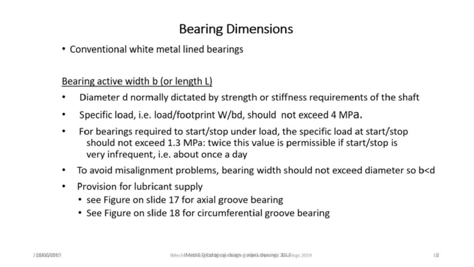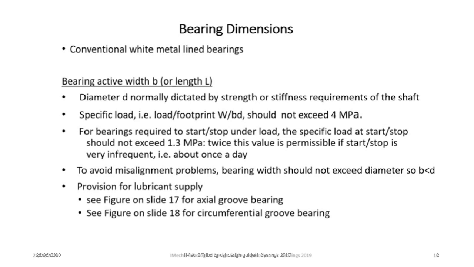Usually the diameter D of the shaft is known, having been dictated by strength or stiffness requirements elsewhere in the machine. We assume the load W is known, so that we need to specify the active bearing width B. In general, the nominal pressure, that is the load divided by the bearing footprint, so W over BD, should not exceed 4 megapascals.